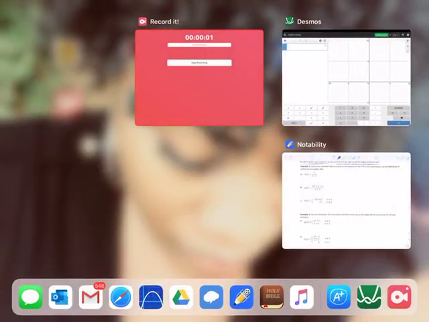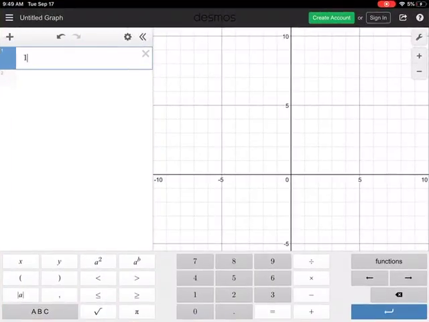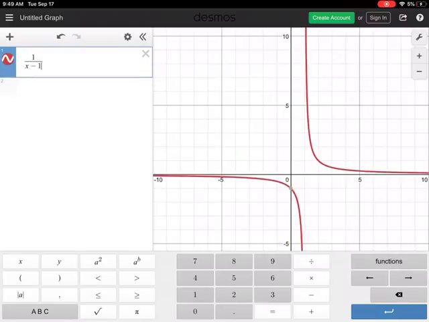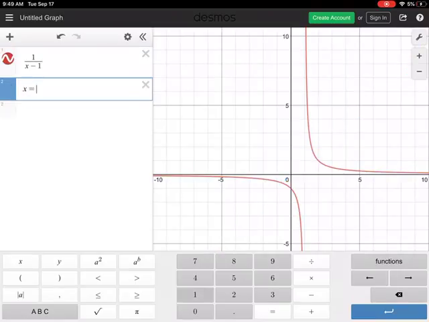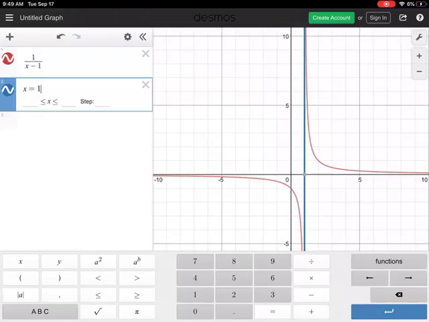The first one was 1 over x minus 1. So 1 divided by x minus 1. So here's a graph. You should be able to see that x is not defined at x equals 1. All right, and there is a vertical asymptote at x equals 1. So let me just go ahead and actually graph that. x equals 1, there's your vertical asymptote.